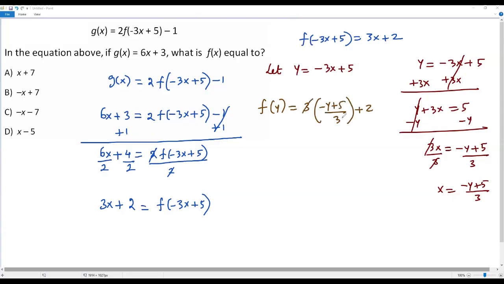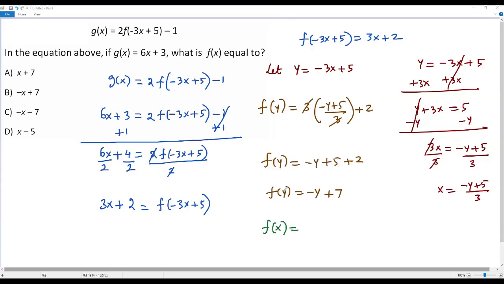So this 3 will cancel out. Then I'm getting f of y equals negative y plus 5 plus 2. When I combine the positive 5 and positive 2, I'm getting a positive 7, so f of y equals negative y plus 7. Now I got the function in regular format. Now let me plug in x in place of y. Then I'm getting f of x.